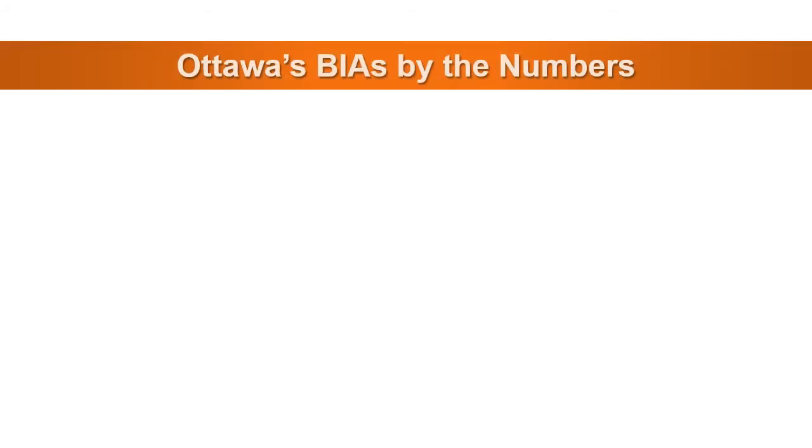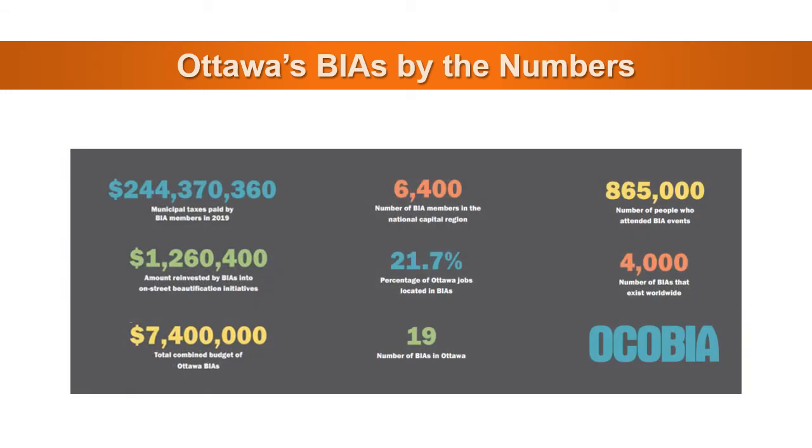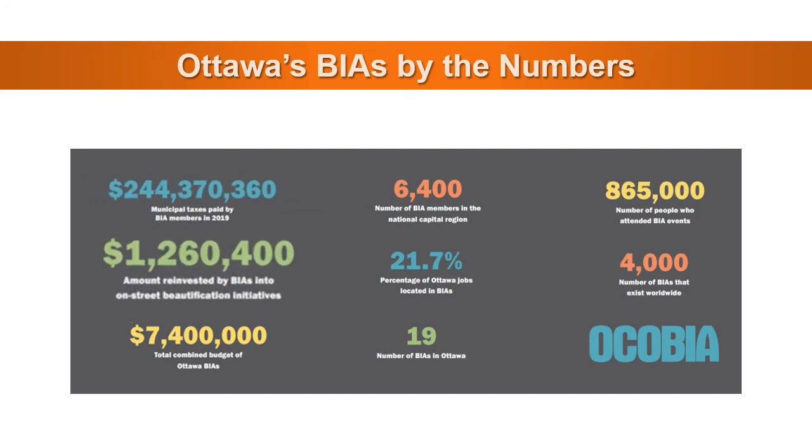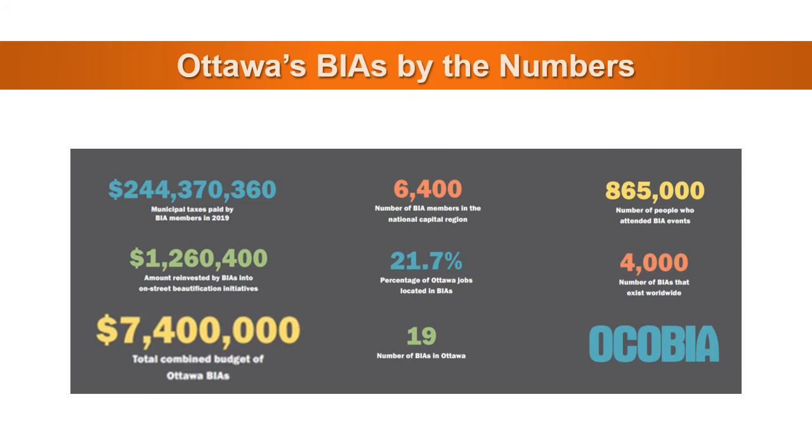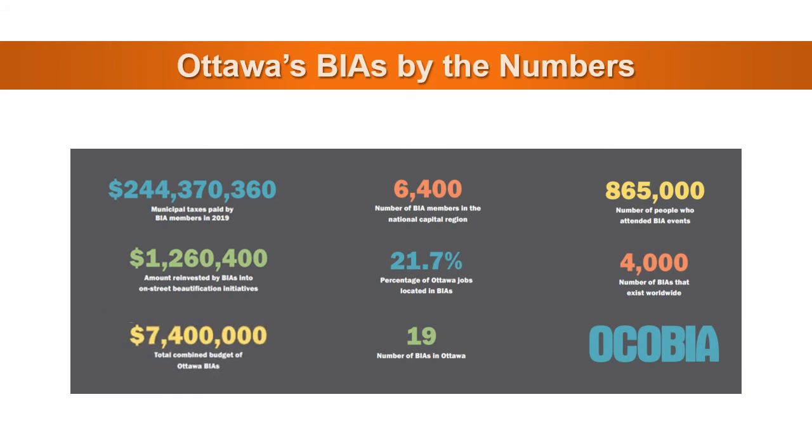As you reflect on the impact of BIAs in Ottawa, consider some of the following statistics. Our members represent $250 million in commercial property taxes. BIAs invest over $1.2 million in on-street beautification measures. The combined levies that get reinvested into the community total almost $7.5 million. And BIAs host countless events, festivals, and activities that help make Ottawa a great place to live, work, and play.